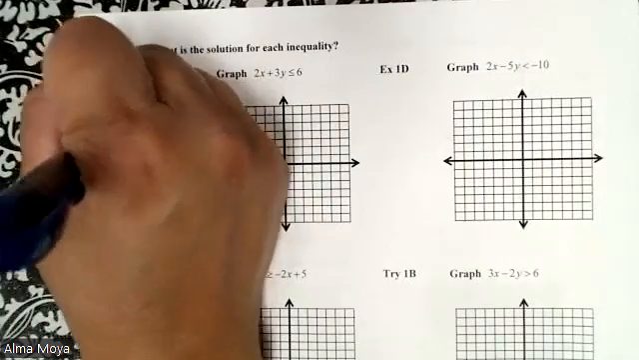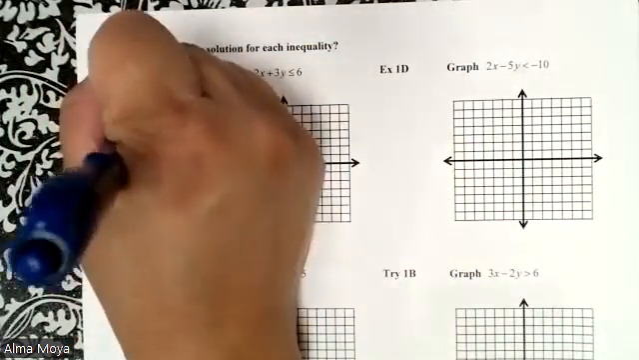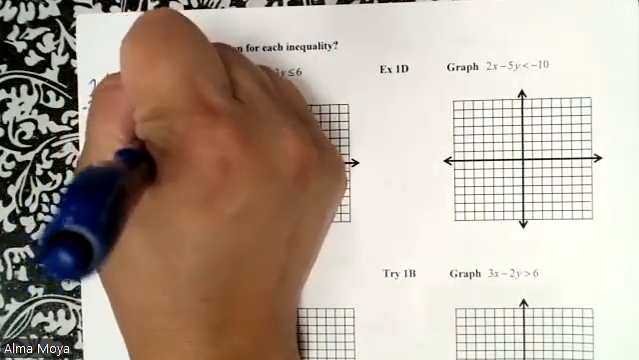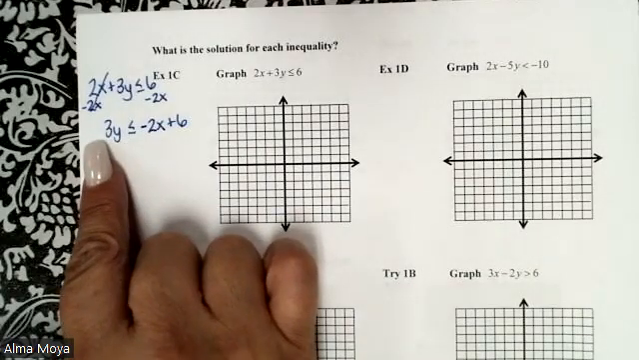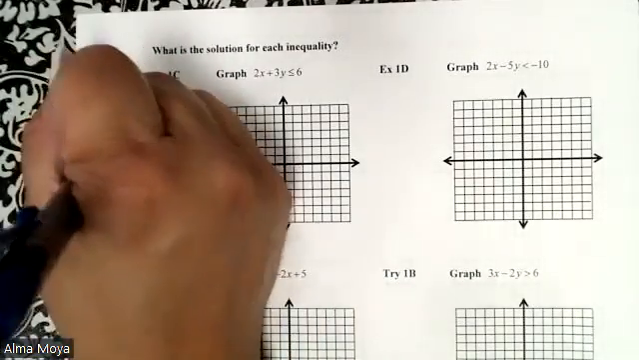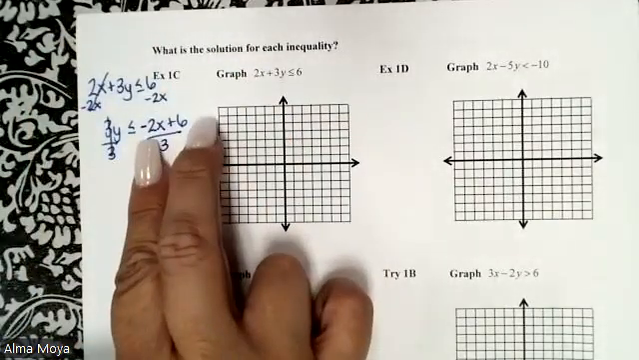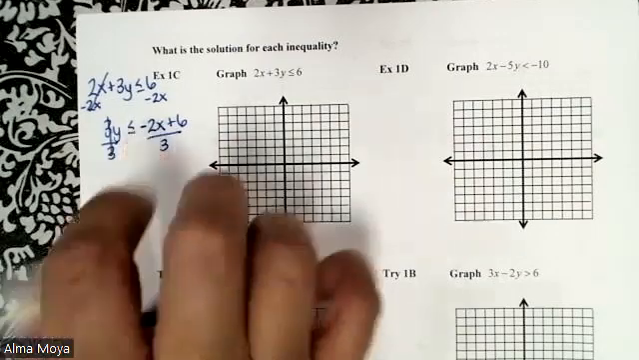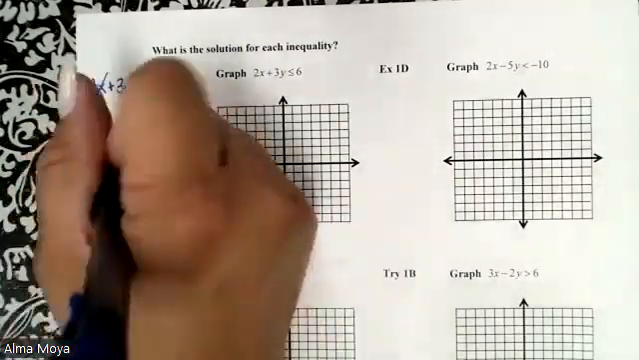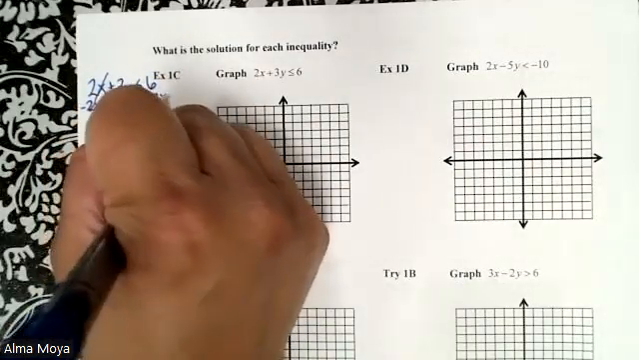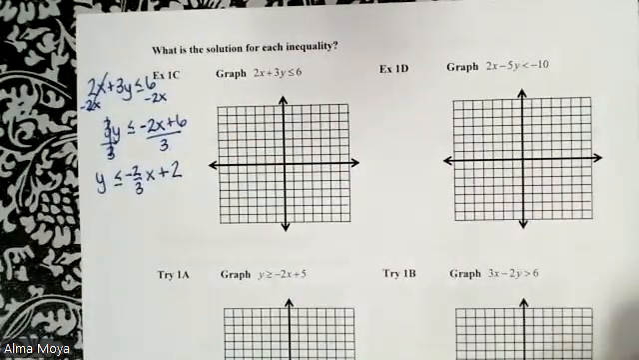Now I'm left with 3y is less than or equal to 6 and 2x, which are not like terms. But I'm going to put the 2x first, and that's a negative. I'm still solving for y, so I need to get rid of the times 3. Opposite of times 3 is divide by 3. Now that 3 is underneath both of those terms. So this is going to be y is less than or equal to negative 2 over 3x plus 6 divided by 3, which is equal to 2.